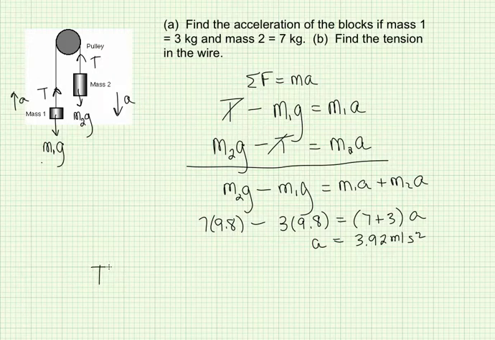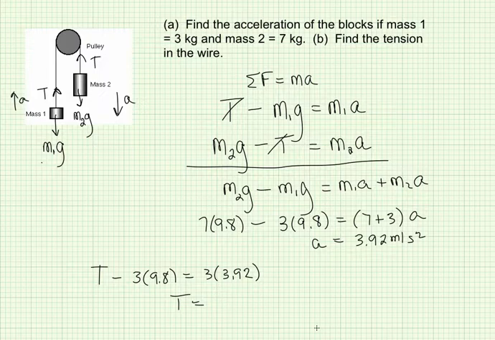Now that I know the acceleration, I'm going to take T minus m1, which we said was 3, times 9.8 equals m1 times 3.92. I solve for the tension and we get 41.2 newtons. And that will be the tension inside those ropes or strings.